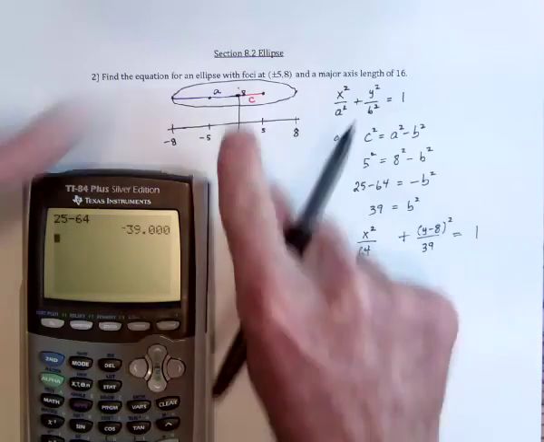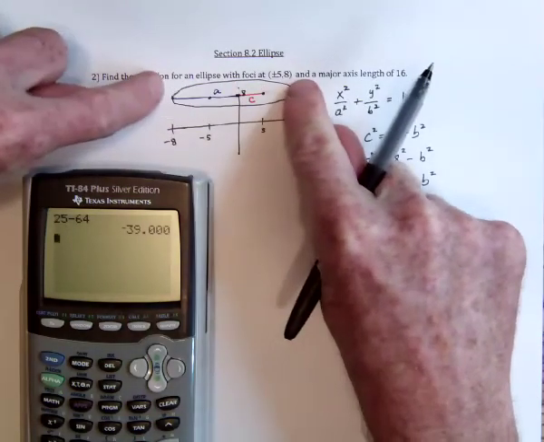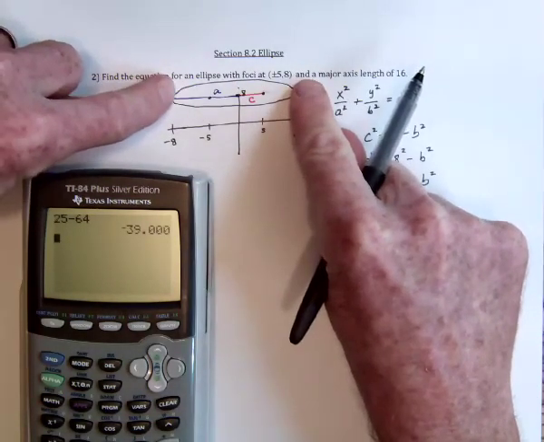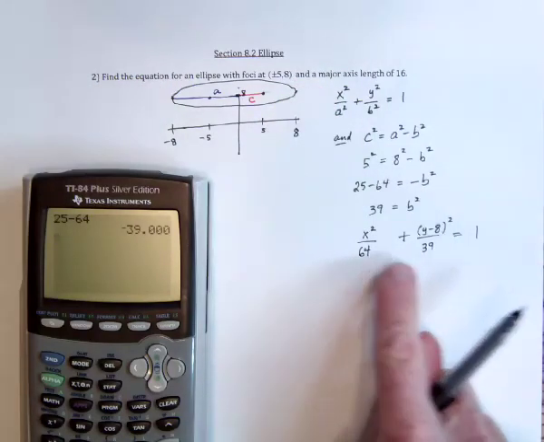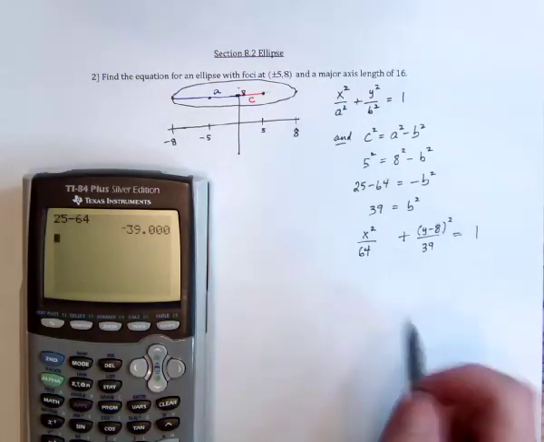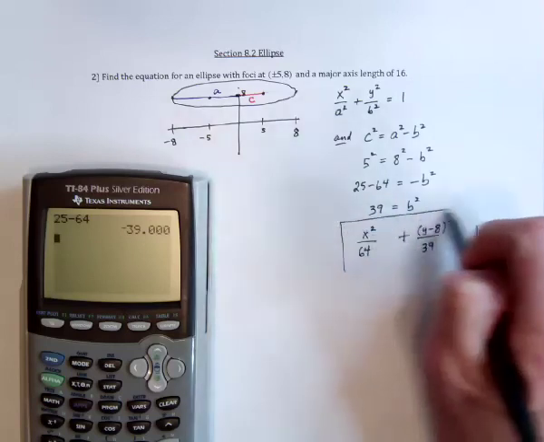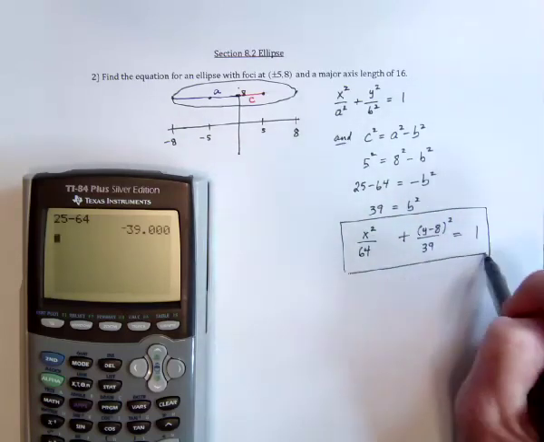And then notice that this is longer on the x in the horizontal direction, or the x direction, and that this is the bigger number when you compare these two. So I seem to have it set up right. There's the equation.